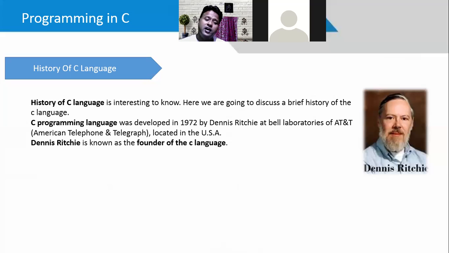Before C came, there were A and B languages. They are called the predecessors, or previous versions, of the C programming language.